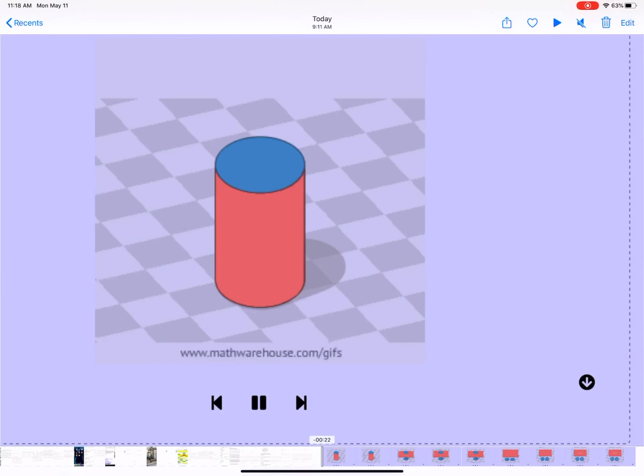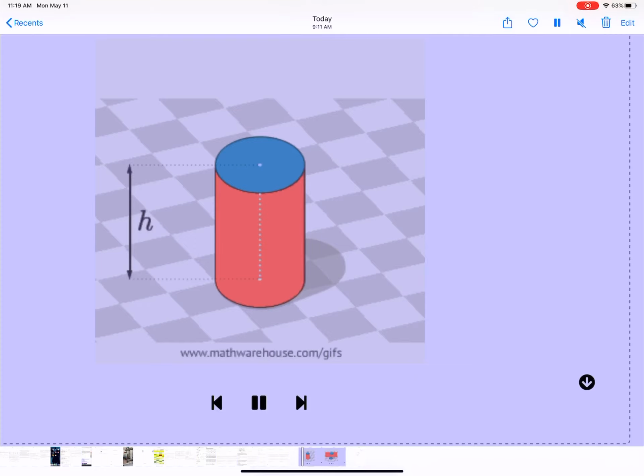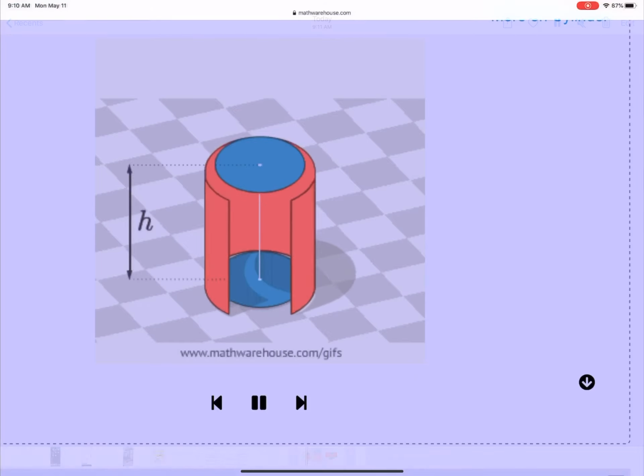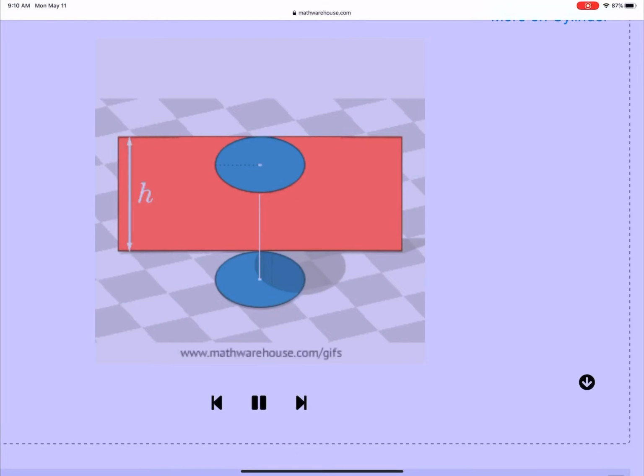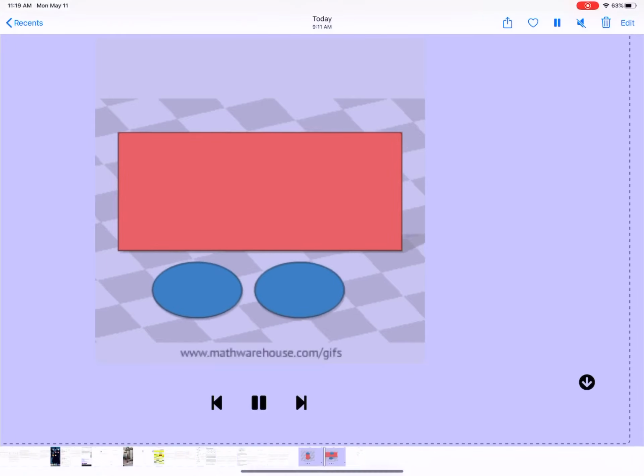So here we have our cylinder. What I'm going to do is start unwrapping this cylinder. I'm going to try. Let's see if I can do it. I might not be able to. Let's see here. There we are. So notice how it unwraps.